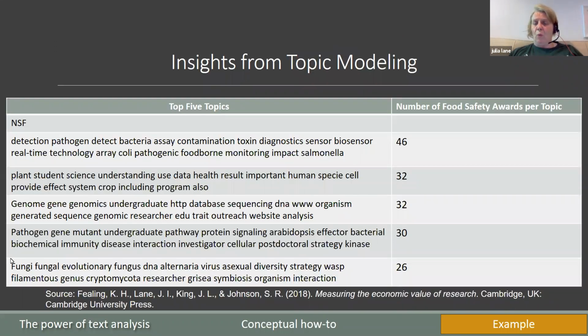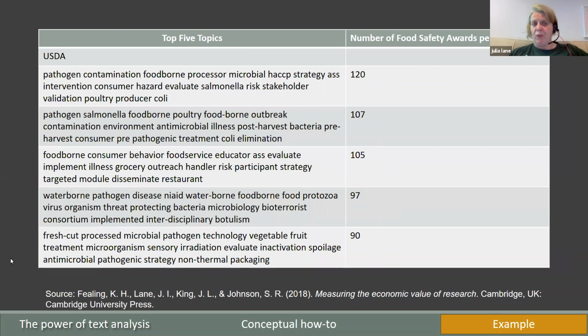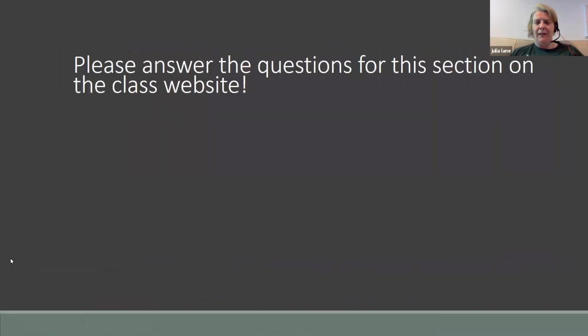And so what we were able to do is to use text analysis to bucket the food safety fields from looking at the NSF corpus, then do the same for the NIH corpus. This list is what's called a topic model. We were able to do the same for USDA. We treated them each as a separate corpus because the text was structured in such a different way. And what we were then able to do is figure out how many grants had been made in food safety, and it turned out to be about 1,100.